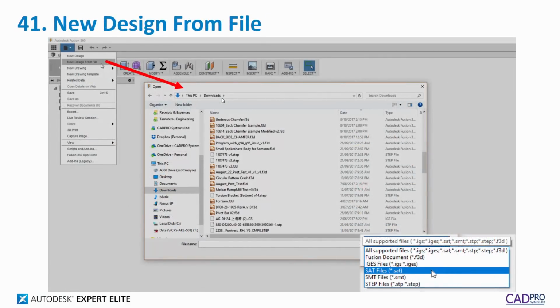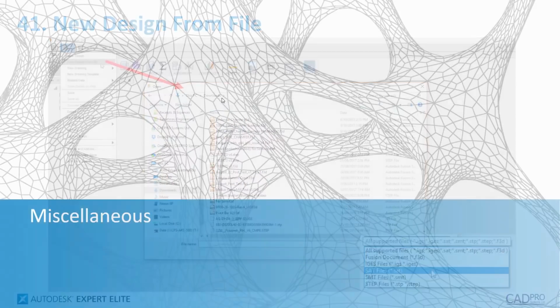You don't have to upload files to be able to open them. So you can open certain file types. So IGES, SAT, and STEP are the three most common third-party file formats, and also Fusion archives. Now this works in offline mode as well. So if you've got some files that you need to open when you don't have an internet connection, as long as they're in that format, then you can do that.